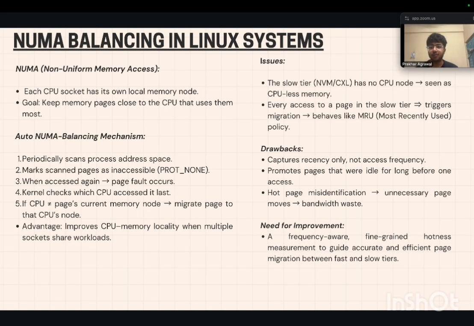NUMA balancing. NUMA balancing is a memory architecture in which every CPU has its own local memory node. So every process will try to bring its memory to the CPU it's working on.